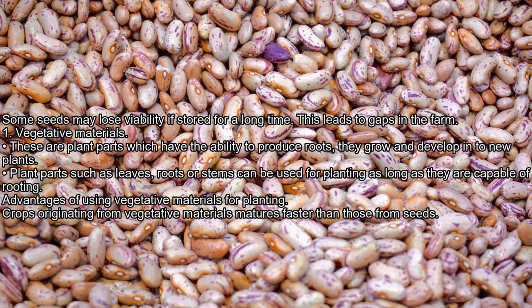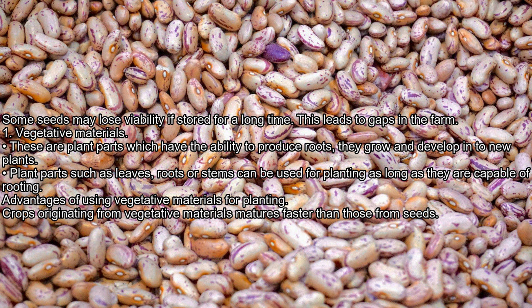Vegetative materials. These are plant parts which have the ability to produce roots. They grow and develop into new plants. Plant parts such as leaves, roots or stems can be used for planting as long as they are capable of rooting. Advantages of using vegetative materials for planting.